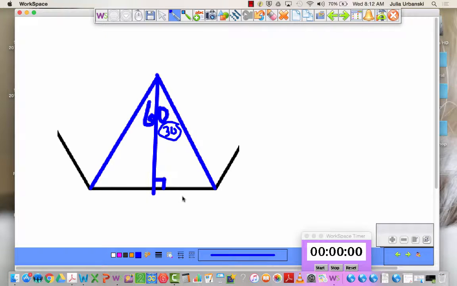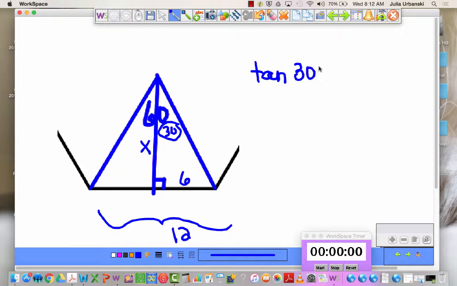All right, we already know this side. What's this side? 6. Good. Because the whole base was 12. But this is the one we don't know. Right there. So if I know 6 and I don't know x, which word could I use? Tangent. So a lot of it is the same. The tangent of 30 degrees is going to equal 6 over x. So you're going to multiply the two numbers or divide? Divide 6 divided by tangent of 30.